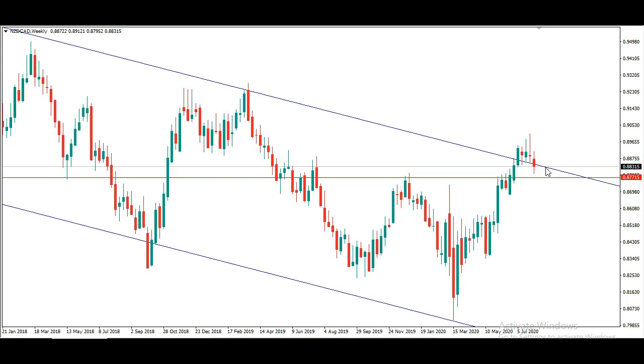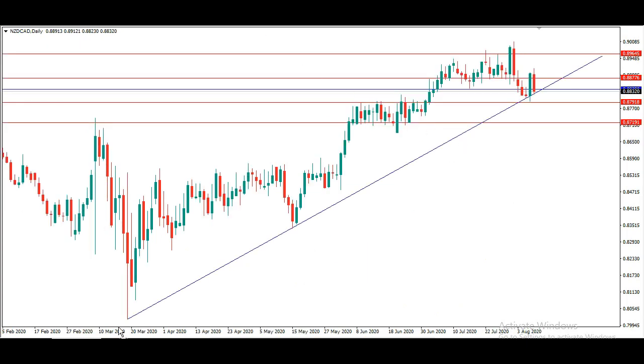So from the monthly time frame we have a bullish market. On the weekly time frame we are waiting for the market to actually turn into a bullish market. That's the retest of previous resistance as new support. Let's see what we have from the daily time frame.